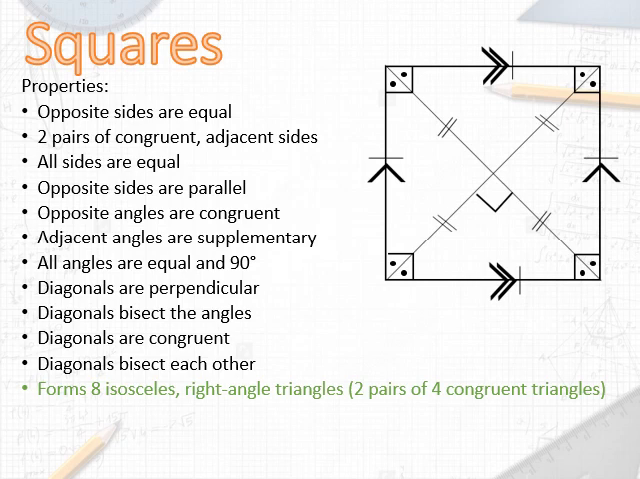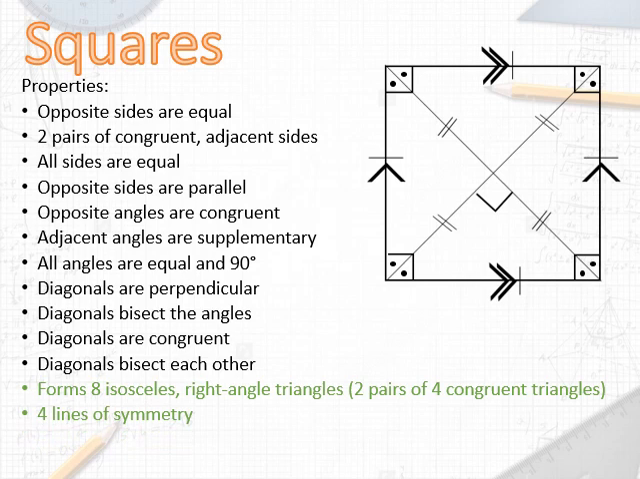So there are 8 isosceles right angle triangles. So there's 2 different types. There's the larger one that makes up half of the square, so it uses the full diagonal. There's 4 of those, and then 4 smaller ones as well, where the diagonals intersect each other, which make up 4 other right angle triangles.